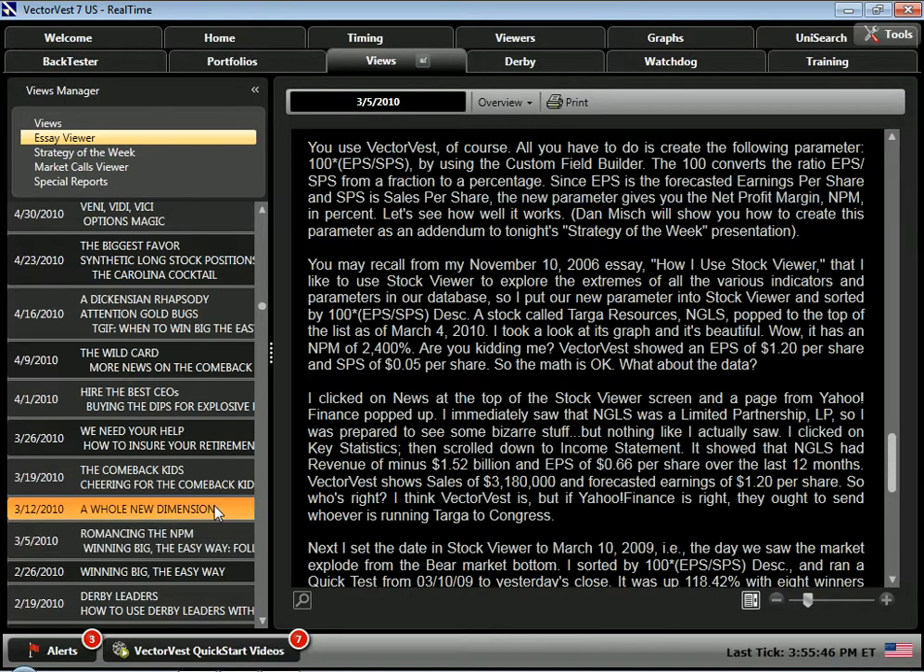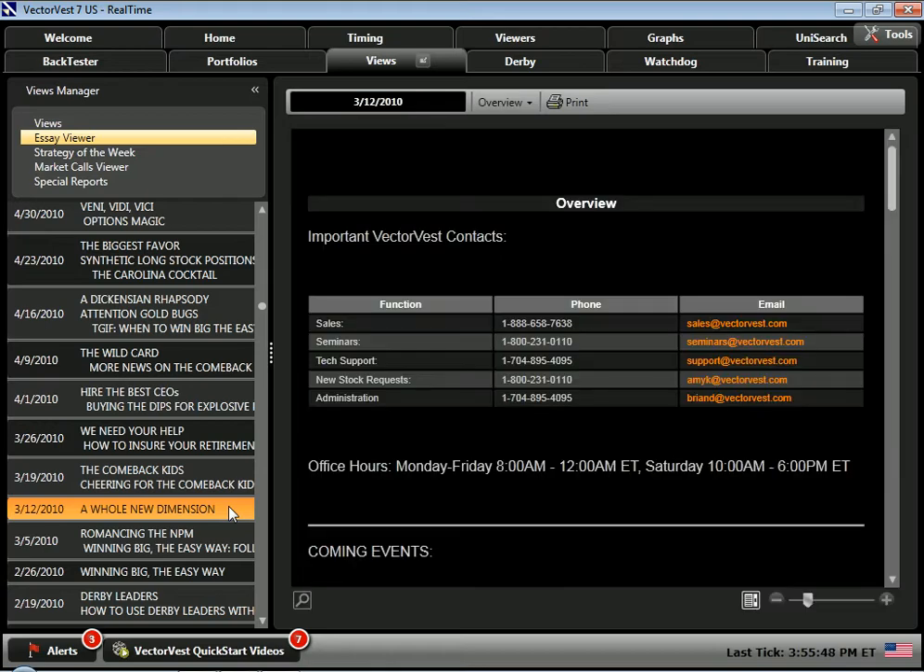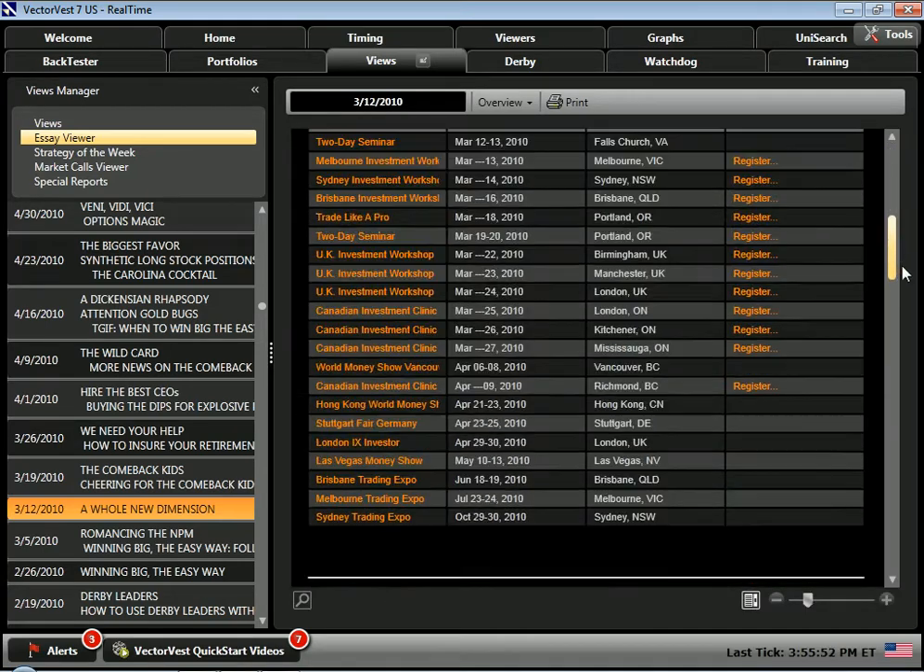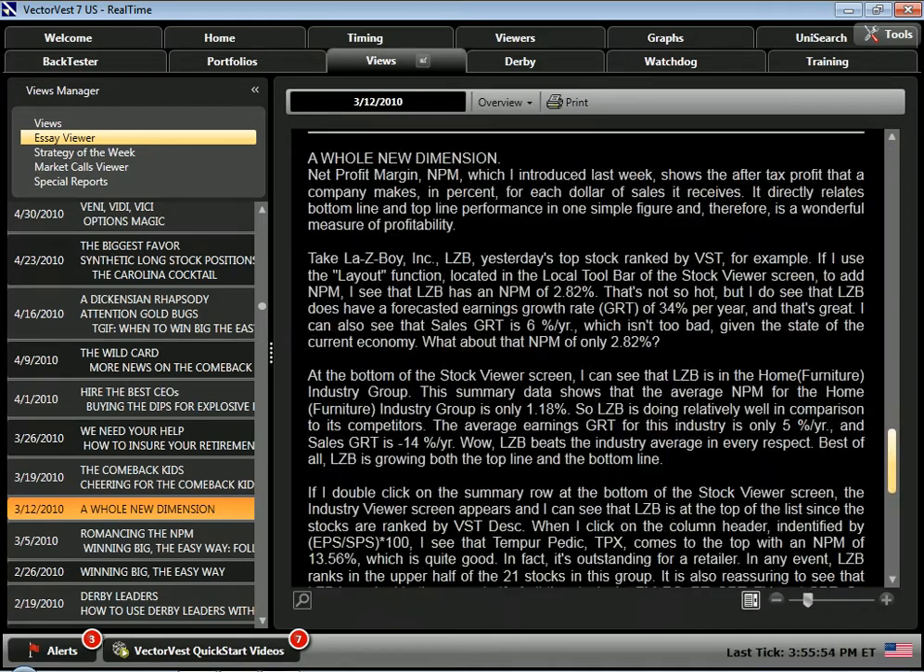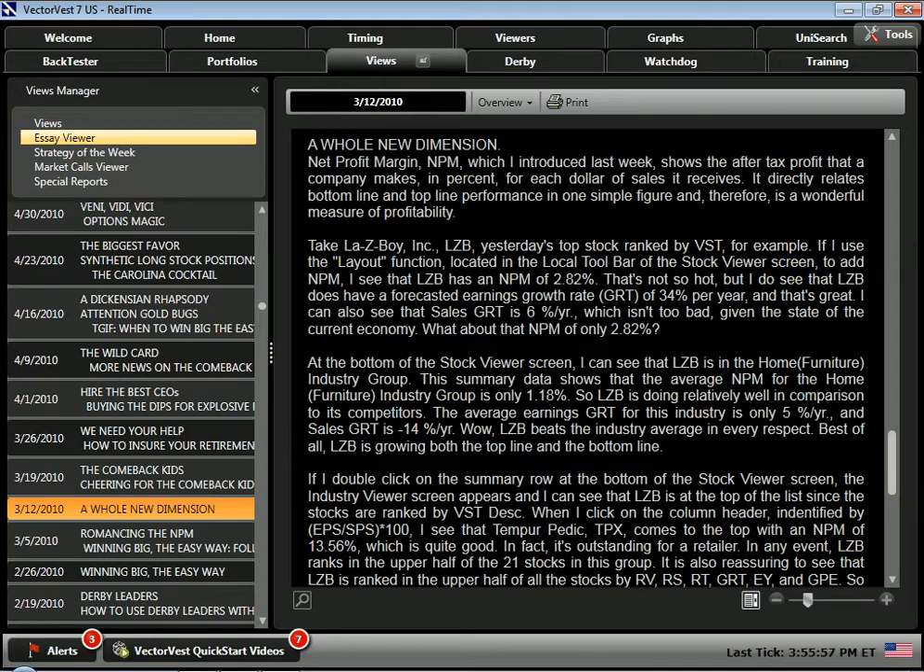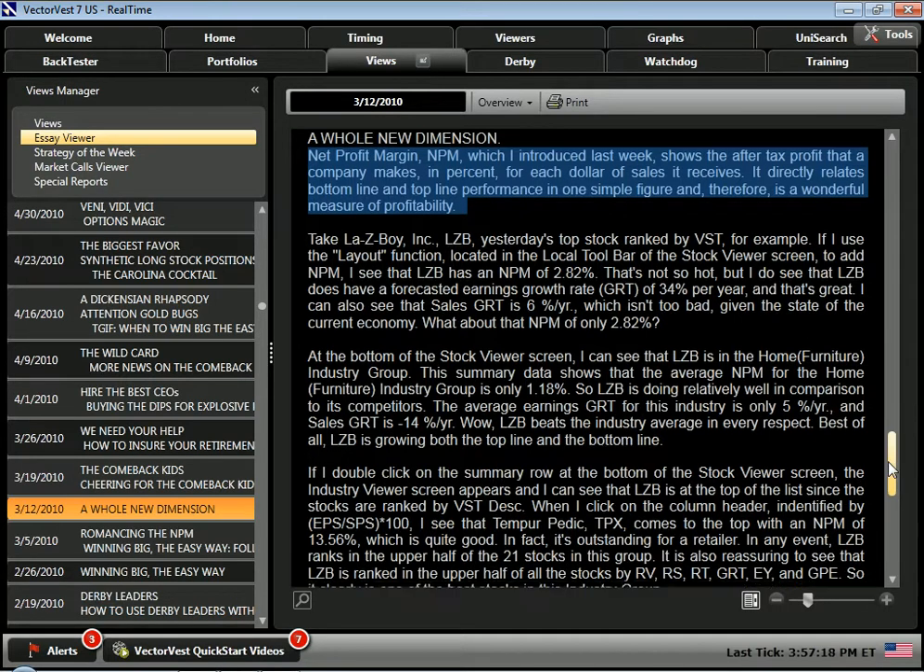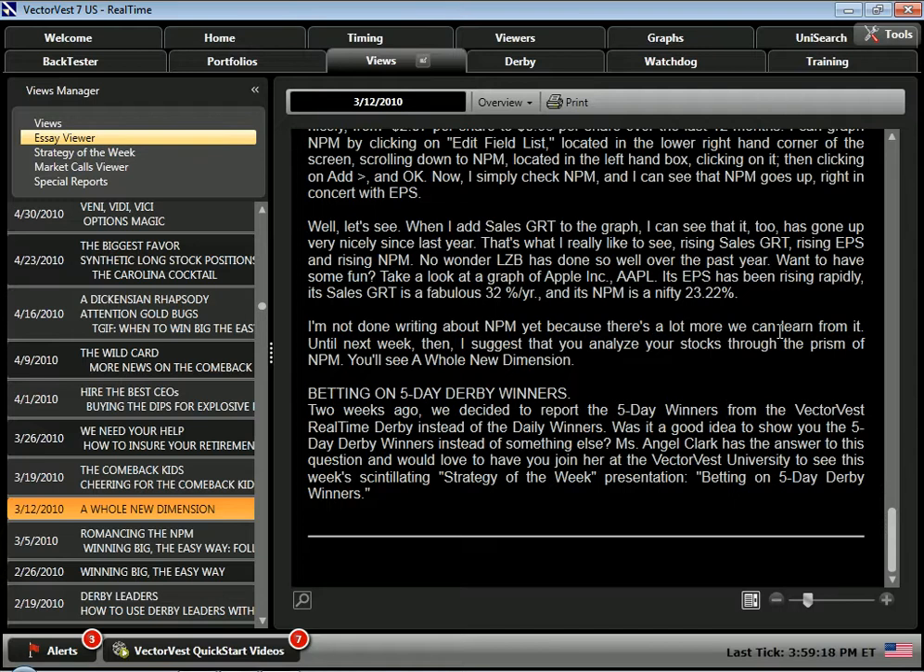The next week he continued the series with an essay titled A Whole New Dimension. Clicking on that, we'll scroll down to the essay. And here's where I struck gold. He begins, net profit margin, NPM, which I introduced last week, shows the after-tax profit that a company makes in percent for each dollar of sales it receives. It directly relates bottom line and top line performance in one simple figure, and therefore is a wonderful measure of profitability.